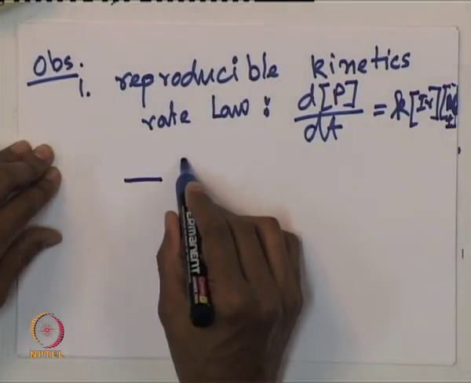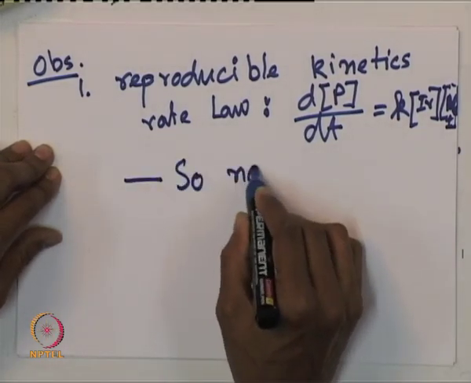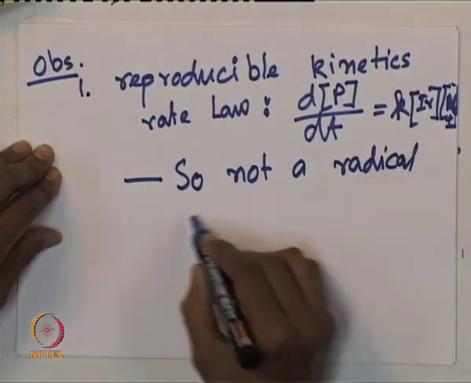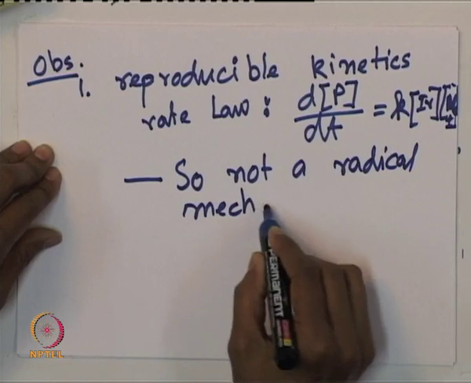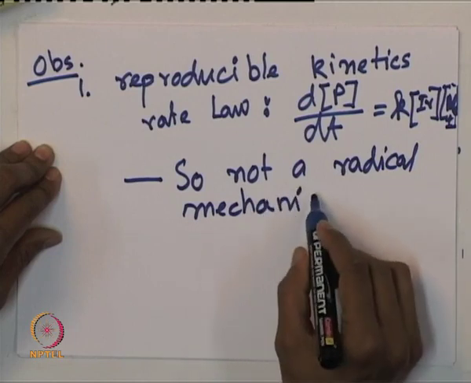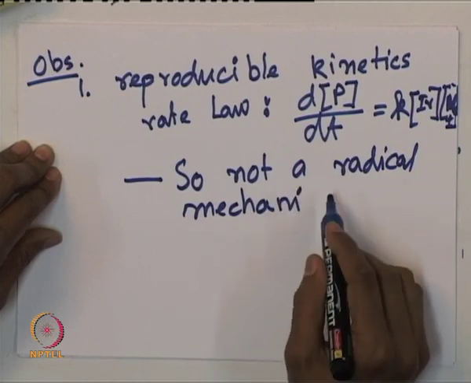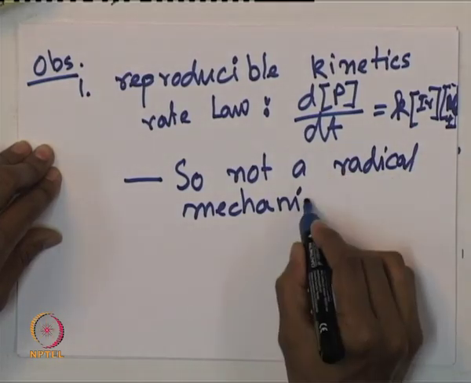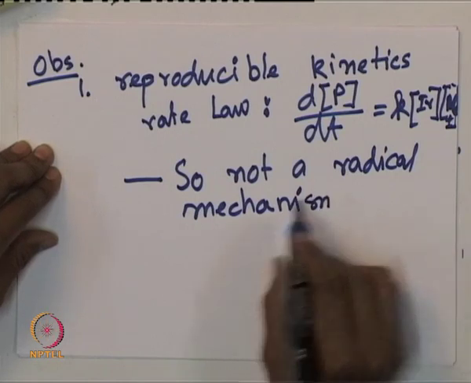This confirms that this is not a radical mechanism. That is essential to understand: it is not a radical mechanism, and the rate law follows first order with respect to the iridium complex and first order with respect to methyl iodide.